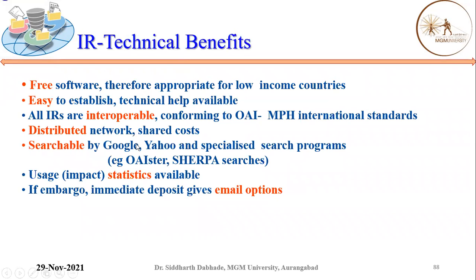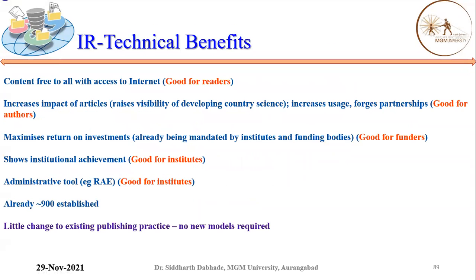The technical benefit is that it is free software, so it is very useful to low income countries. Easy to establish, technical help is available, interoperable based on the OAI, distributed. So we can distribute on the network and share, searchable by Google, Yahoo, specialized services like Scirus, usage impact. So there are so many technical and other benefits, like it is good for the readers, good for the authors, good for the funders, good for the institution, good for individuals at every level also.